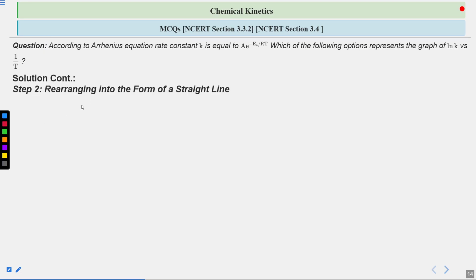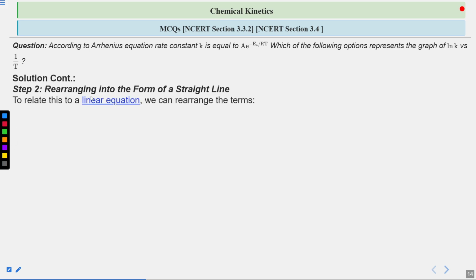Now the second step involves the rearrangement into the form of a straight line. If you want to get a graph from a given equation, first of all you want to convert it into some form, either a curve form or a straight line form, to get a graph, right? And it is already given that the graph will be between ln k versus 1 by T. That means in the equation of the straight line, y will be ln k and x will be 1 by T.